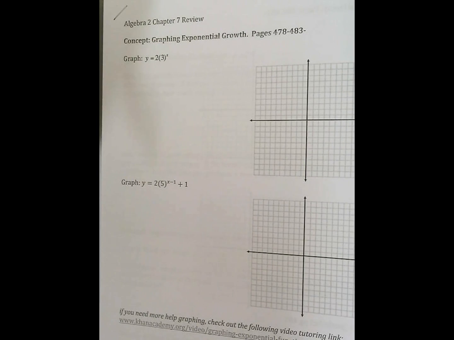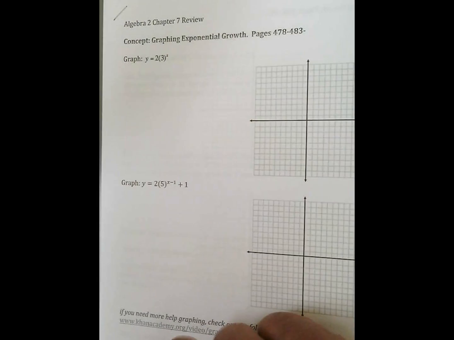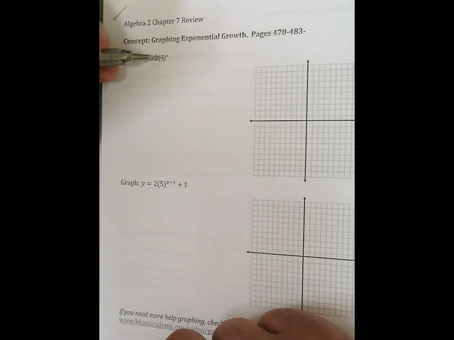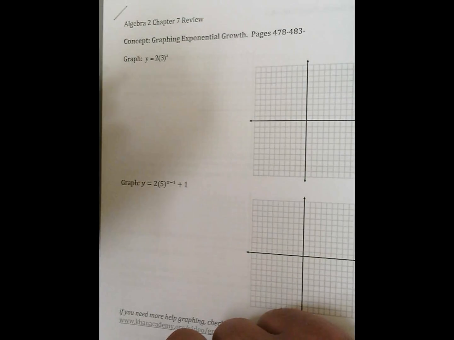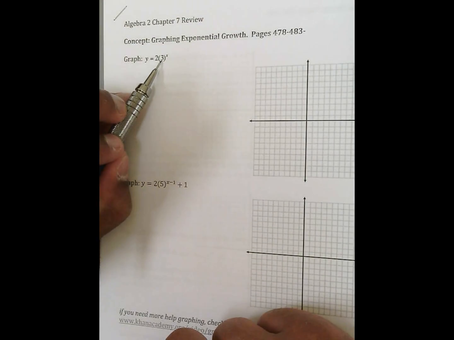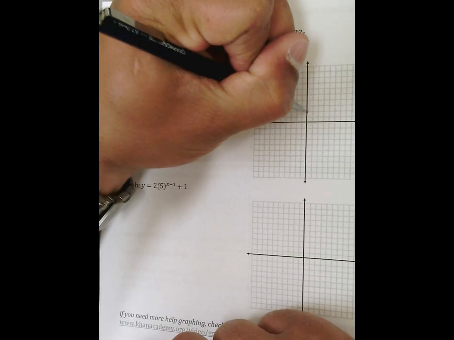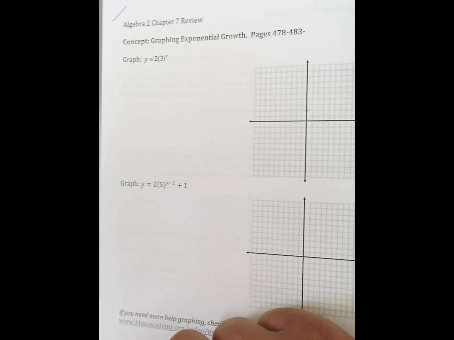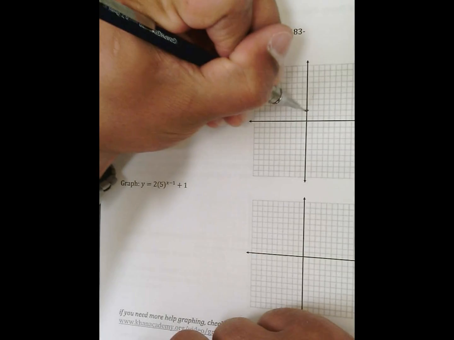And here for this first one, this is a basic function where we don't have any transformation. So we've got y equals 2 times 3 to the x. We know that it's growing because the base is greater than 1. We know the y-intercept is 2. This value always tells us the y-intercept. So I'm going to go ahead and plot the y-intercept there at 2.